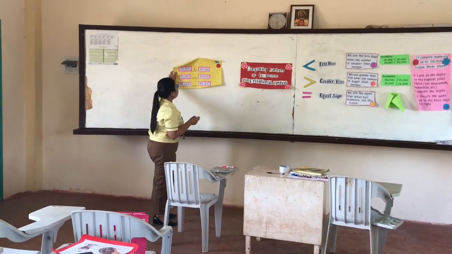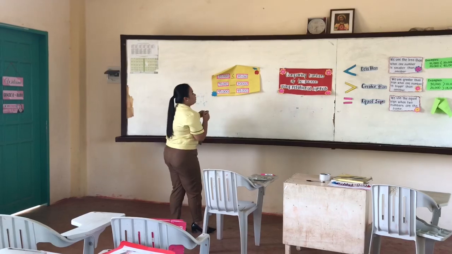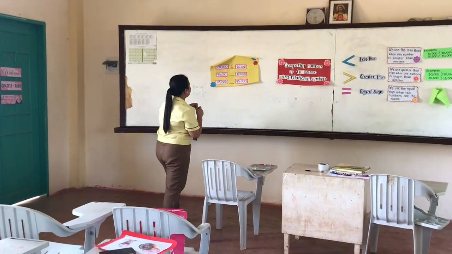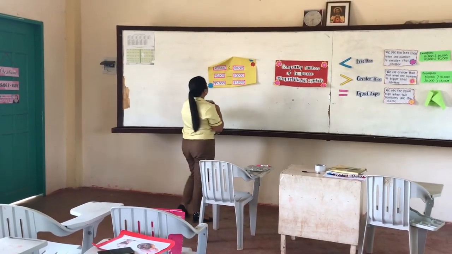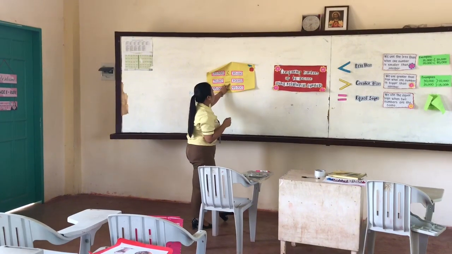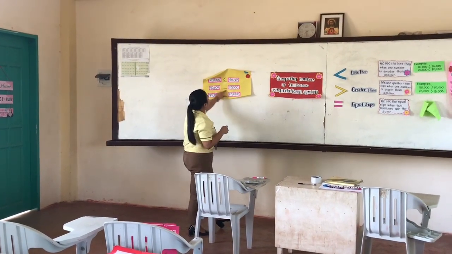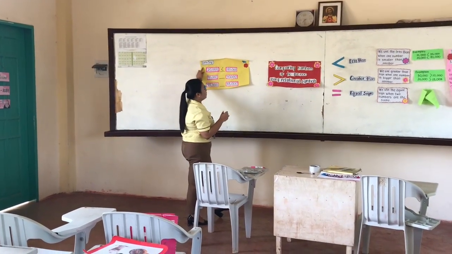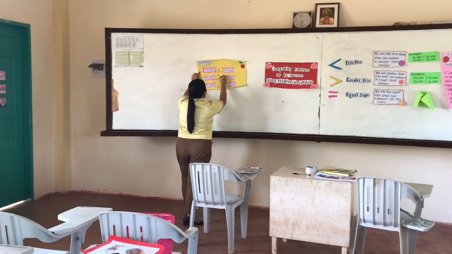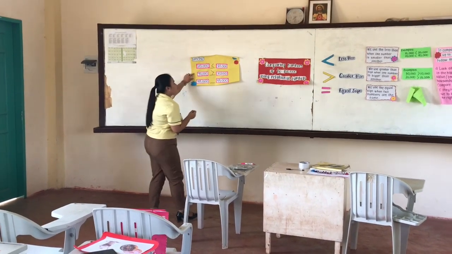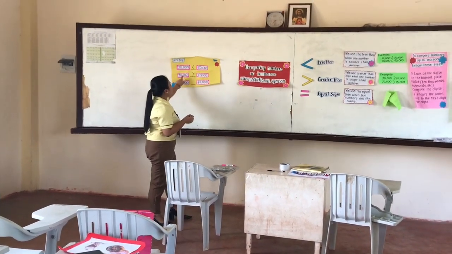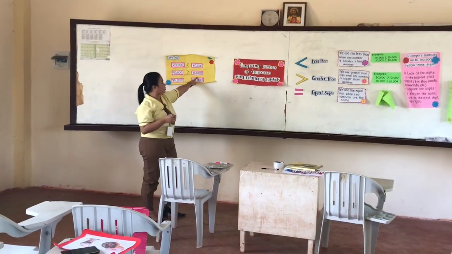Now let's proceed to the second one. 90,000 blank 70,000. So what will be the relational symbol that we're going to use to compare these two numbers? The relational symbol is the greater than. Why? It's because 90,000 is greater than 70,000.